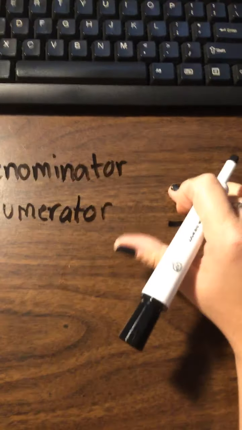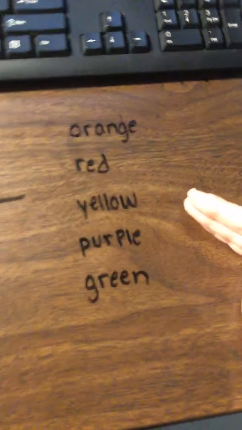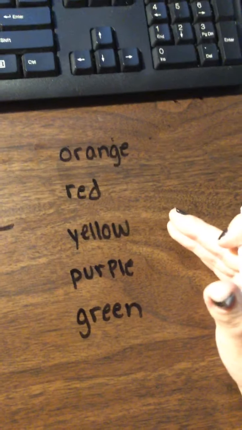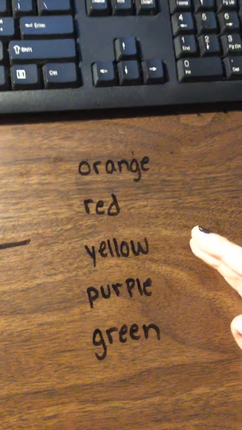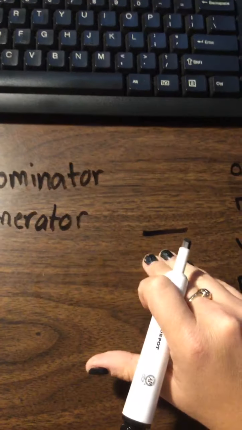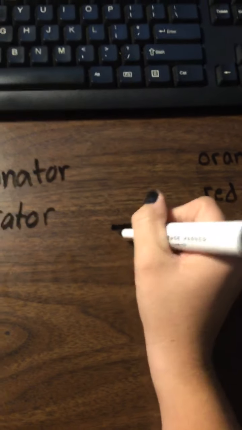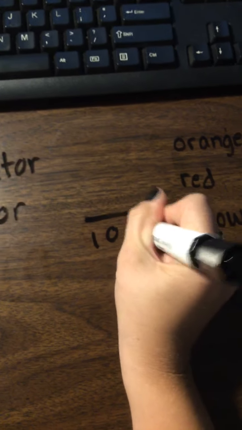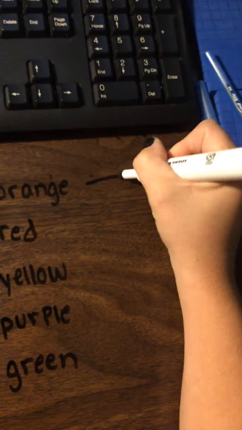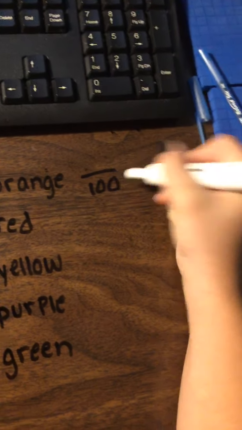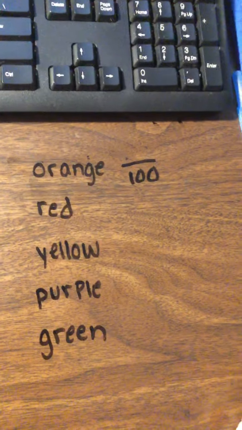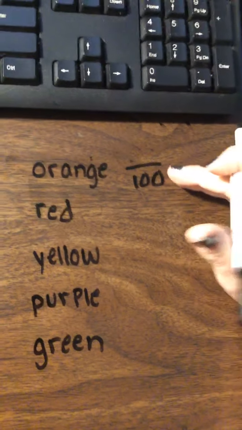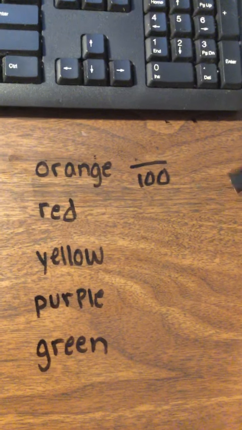So we're going to relate this to a bag of Skittles. Let's say we have a big bag of Skittles and there's 100 in there total. If I'm working with a fraction and I have 100 total, that means the 100 would go on the bottom because it's our denominator. So however many orange I have in the bag is going to be out of a total of 100.